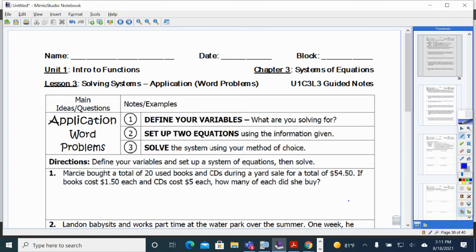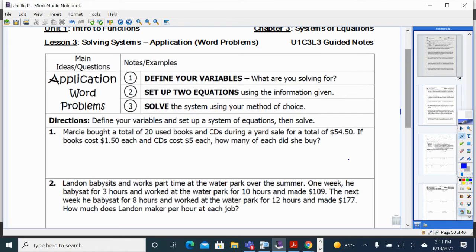Second step says to set up 2 equations using the information that's given. And then thirdly, we're going to solve the system using the method of choice. And the method of choice for you is going to either be solving by graphing or solving by using polysmult. So the directions here are going to tell you to define your variable and set up a system of equations and then solve. So question number 1, let's look at that.